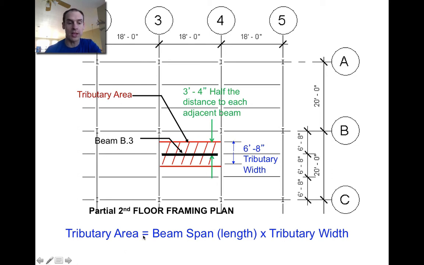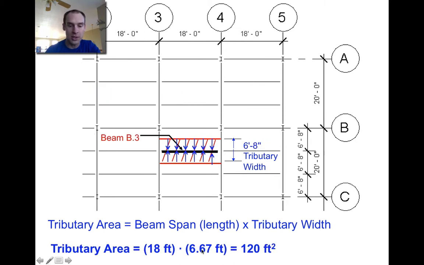So then we multiply those together and you get tributary area. So you definitely need to make sure you have this in your notes. You're going to need to calculate tributary area. So our beam span is 18 feet times 6 feet 8 inches. 6 feet 8 inches is 6 feet and 8 twelfths. Remember, it is 12 inches in a foot. So 6 feet and 8 twelfths of a foot is the same thing as 6.67 feet. So if we multiply those together, we get a tributary area of 120 square feet.